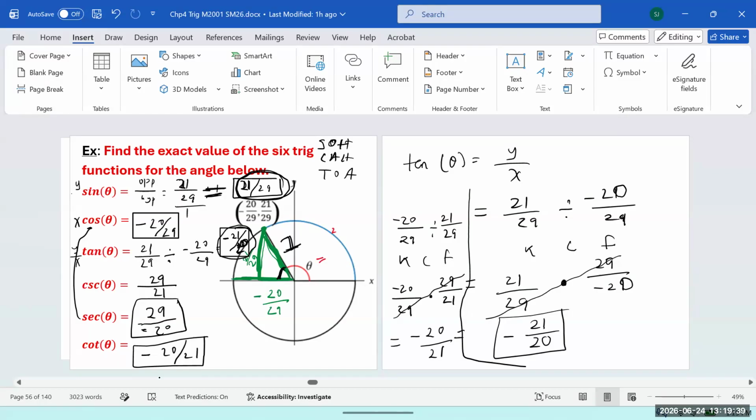So for any triangle without having 30, 60, or 45 angles, we can still find all these trig values by only looking at x and y.